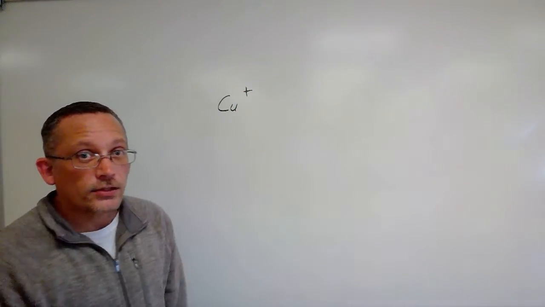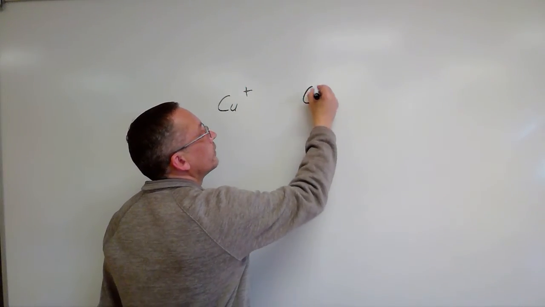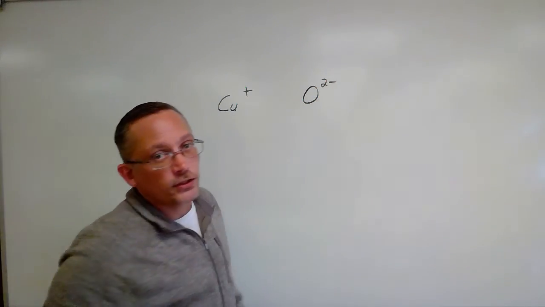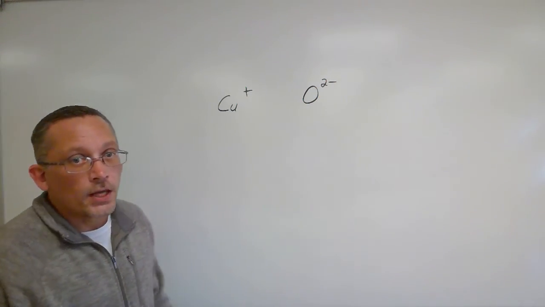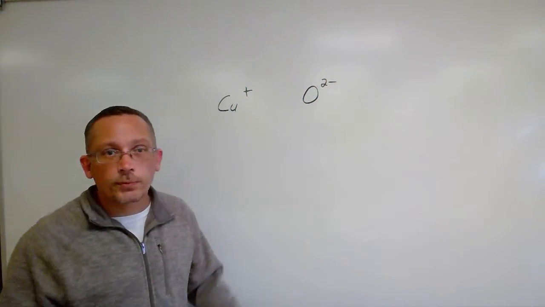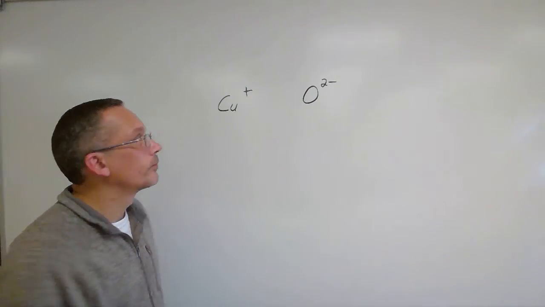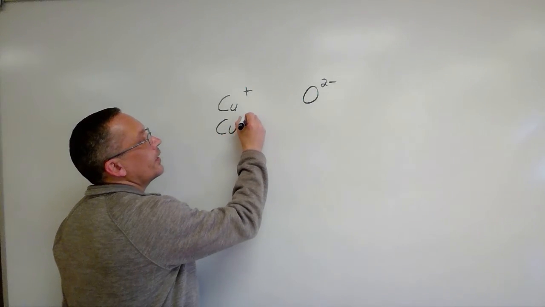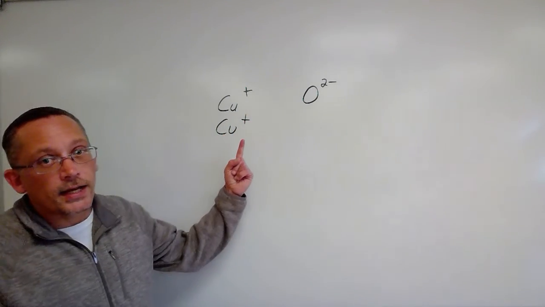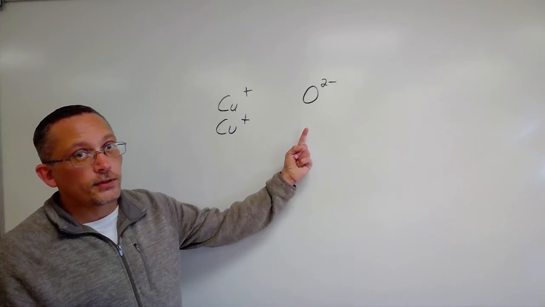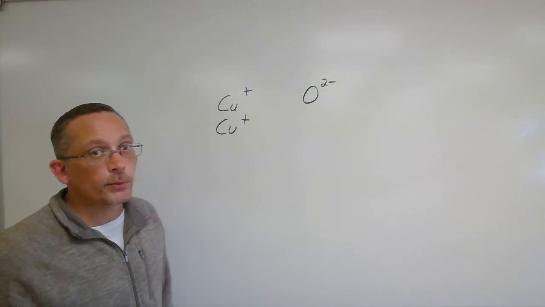Okay. And then oxygen, the oxide, since it's a chalcogen, is a -2. Okay. Well, do they balance? Nope. Which one do I need more of? I need more of the copper. So let me add another copper. Now I've got 2 positives and I've got 2 negatives. Now they balance. So let's write the formula.